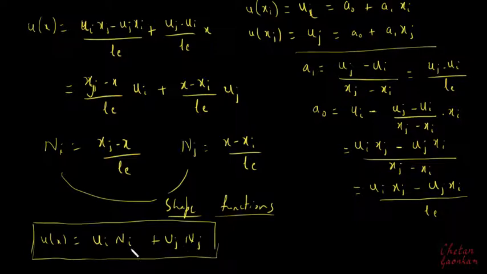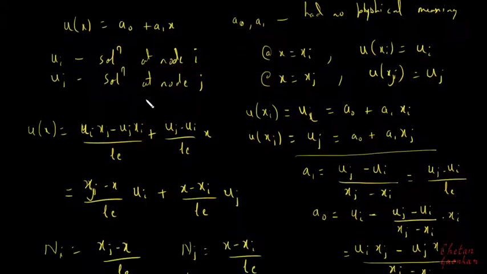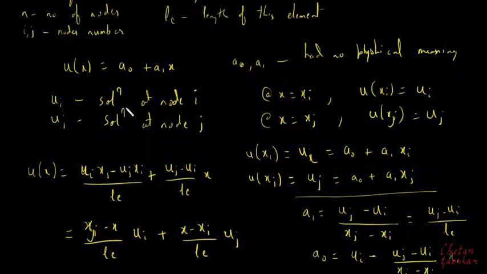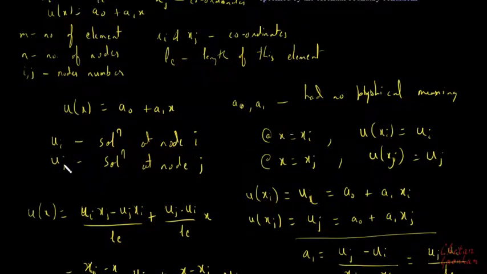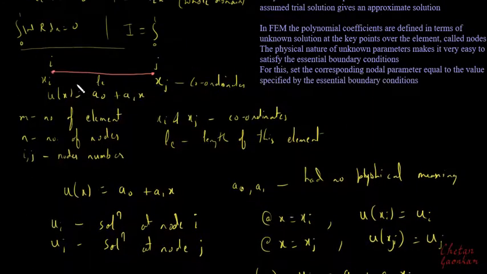So what we have done basically is we have replaced these unknown mathematical parameters, which had absolutely no physical meaning, with the unknowns at the nodes. So this ui and uj are the unknowns or the solutions at the nodes. So when we determine this ui and uj by the finite element method, we will directly get the values of this element at its nodes.